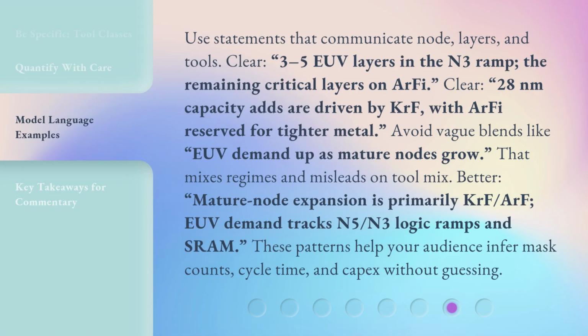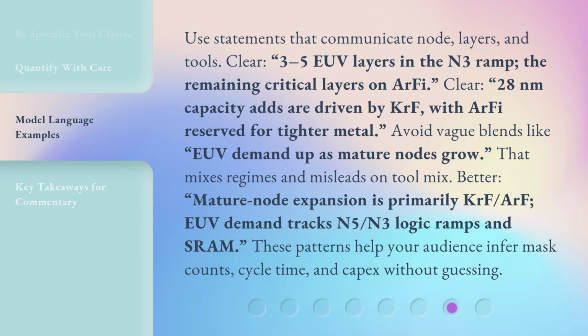Use statements that communicate node, layers, and tools. Clear: 3-5 EUV layers in the N3 ramp. The remaining critical layers on ArFi. Clear: 28 nanometer capacity adds are driven by KrF, with ArFi reserved for tighter metal.